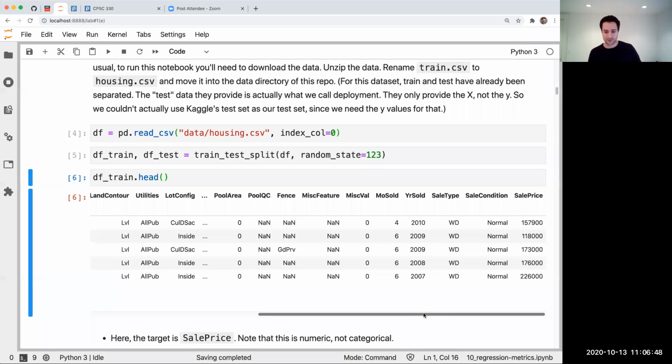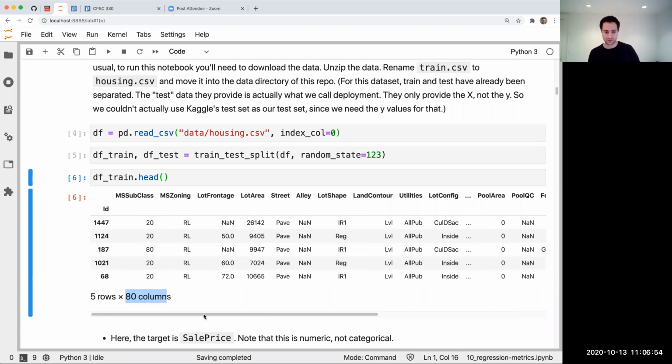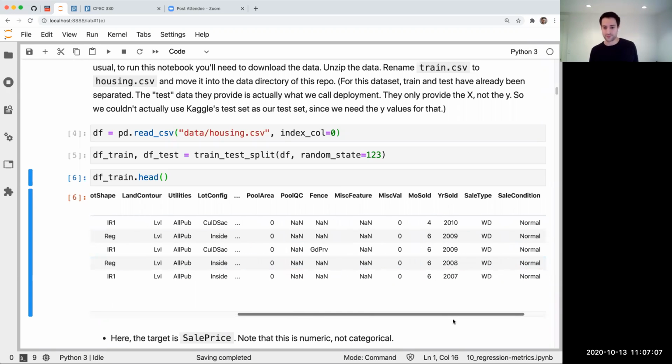Very interesting stuff, and a lot of business reasons to want to be able to predict how much a property is worth. And you can imagine having a lot more features than this, but there's a lot of interesting features we can see already. The zoning, the area, and the year, and all kinds of things.